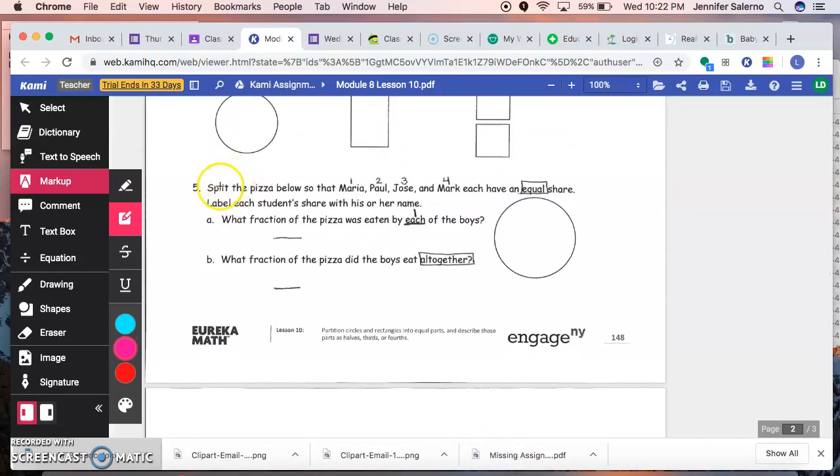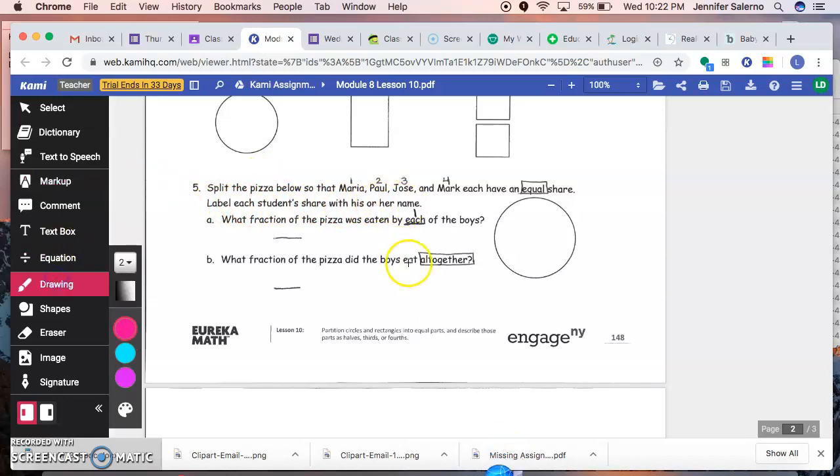Now number 5. Split the pizza below so that Maria, Paul, Jose, and Mark each have an equal share. Label each student's share with his or her name. So I'm going to get you started with that. So obviously I already counted that there are 4 people having this pizza, okay? And it said that everyone needs to have an equal share of that pizza because that's what makes it fair, right? It's not fair if someone else has more than you. So we're going to split it into 4 just like that, the pizza, okay?